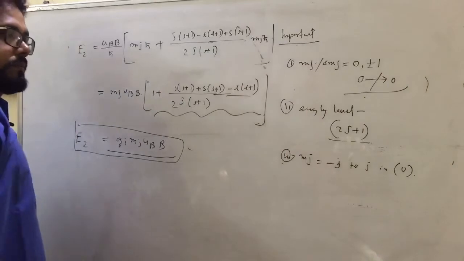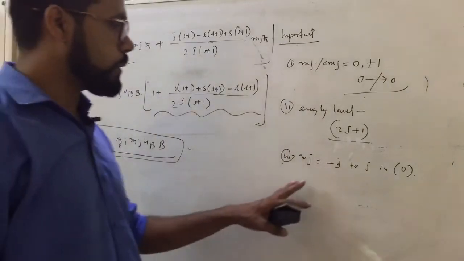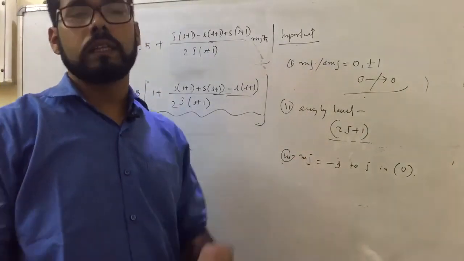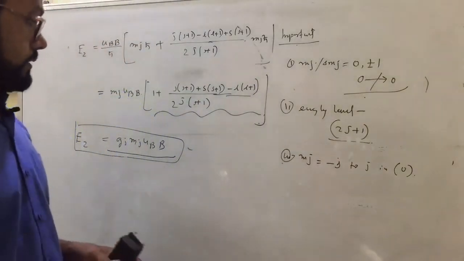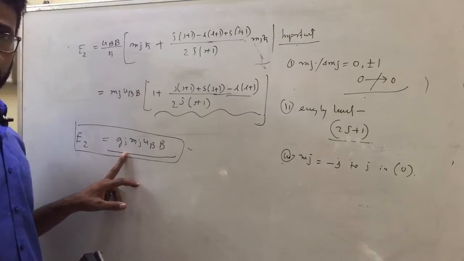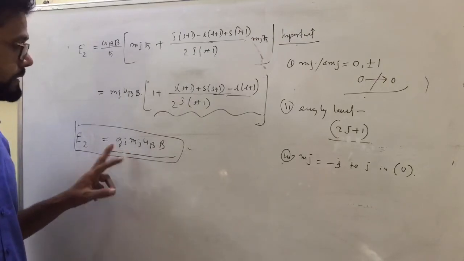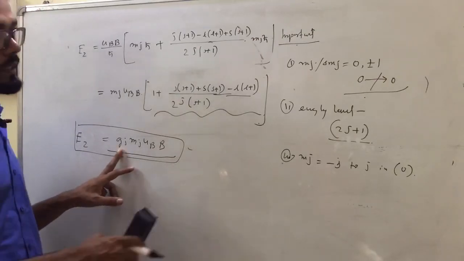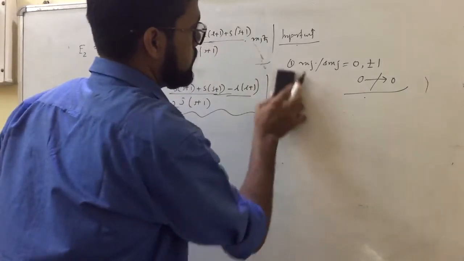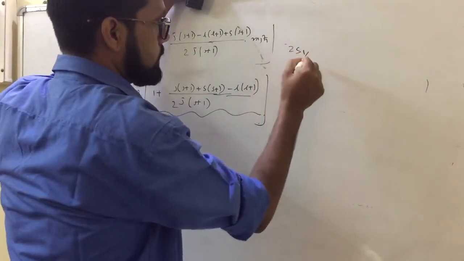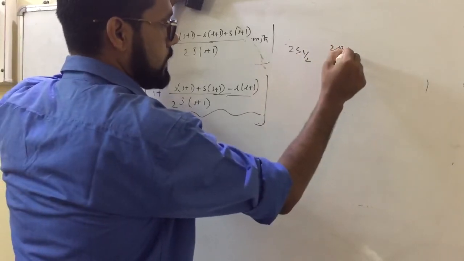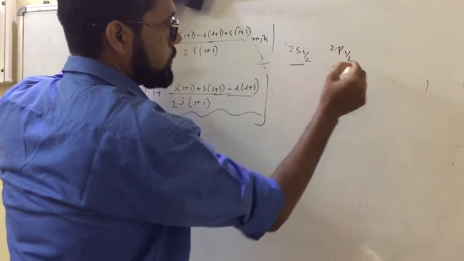Number four, in the normal Zeeman effect all energy levels are equally spaced, but in the anomalous Zeeman effect the energy levels are not equally spaced. This is determined by the gyromagnetic ratio Gj. For example, suppose 2s1/2 and 2p1/2. These are two spectroscopic terms.